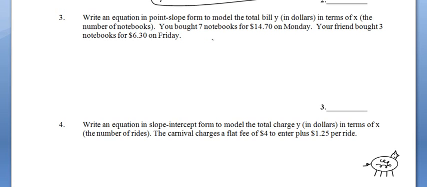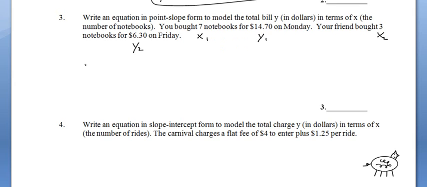Remember x is the number of notebooks, and y is the cost. That's for me. And then my friend has 3 notebooks. That's another x and y. So I call that x1, y1, x2, y2. And then what do you do? You find the slope.